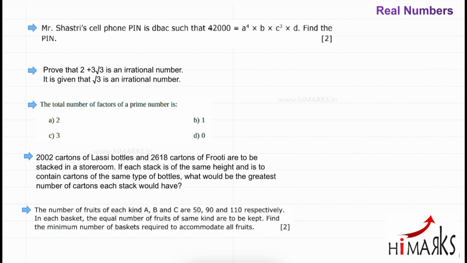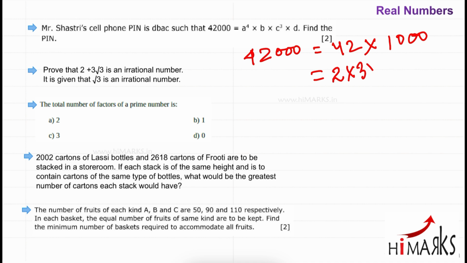Here is also one real example. 42,000 is asked to be broken in this format. If you start breaking by 2 by 2, it will be very long. So what you do is break 42 on its own and 1000 on its own. 42 will give 2 into 21, so 2 into 3 into 7, correct? That is 42. And 1000 is what? 10 to the power 3, correct?